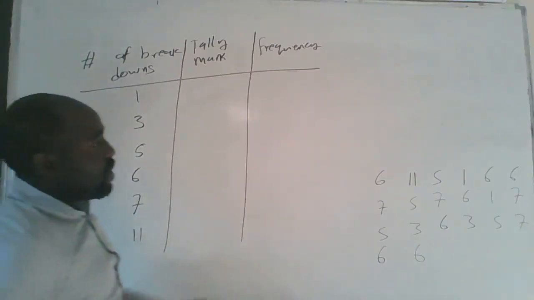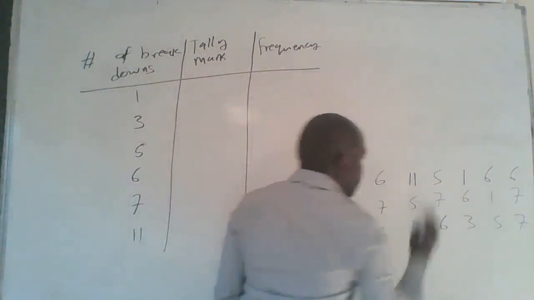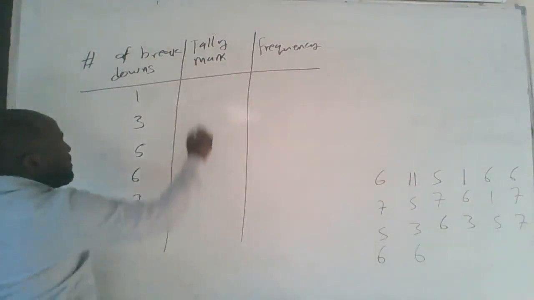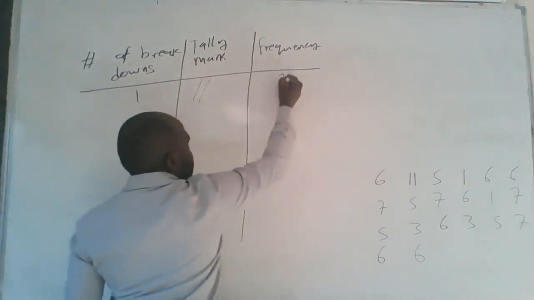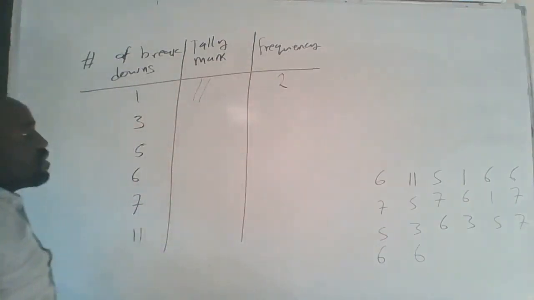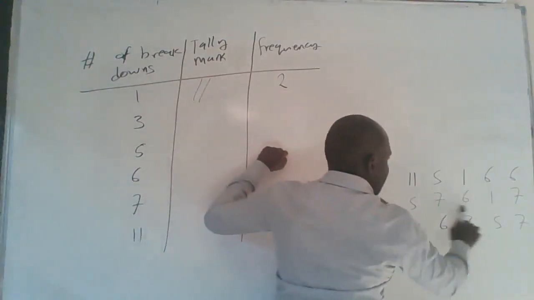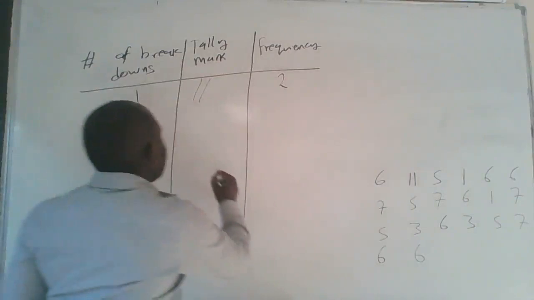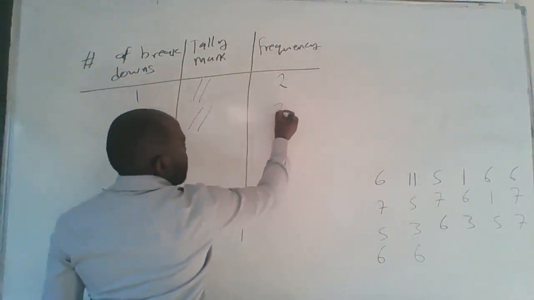From here, we can look at the number of times that 1 is appearing. If you look at this data, we only have two 1s. So with tally marks, you tally 1, 2, and then it means your frequency is 2. When we go to 3, we count how many 3s we have. We have two 3s, so 1, 2. So we put 2 there.